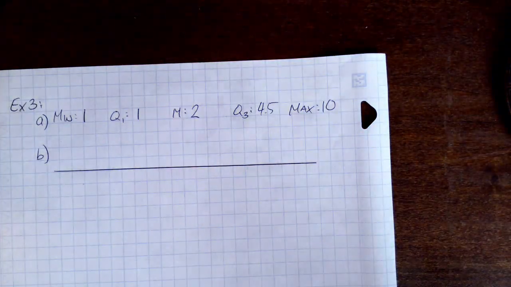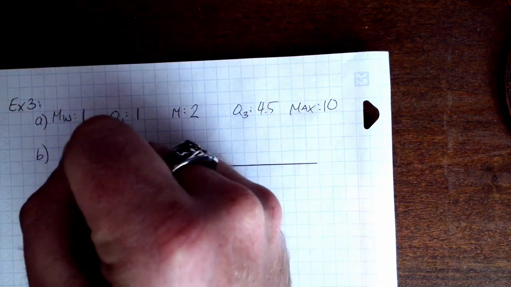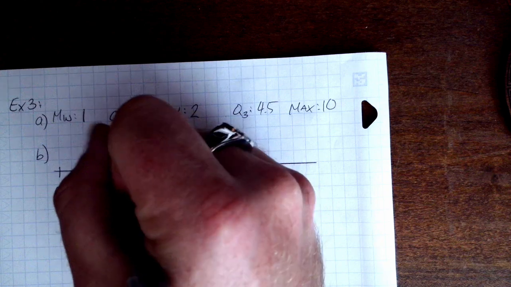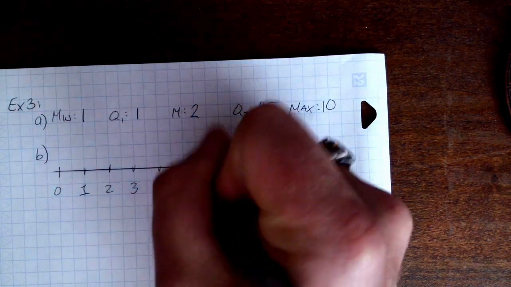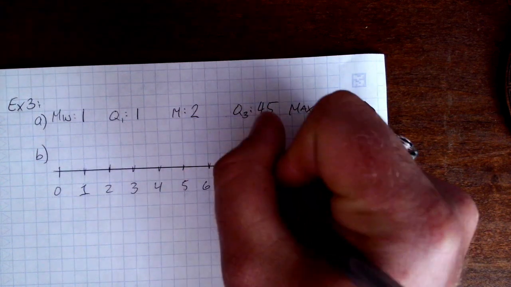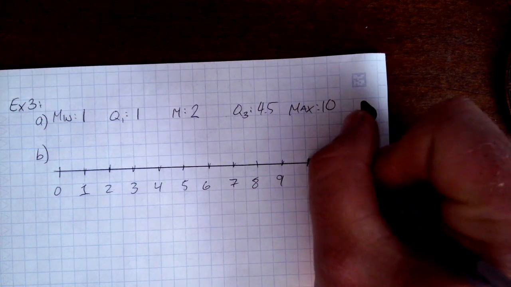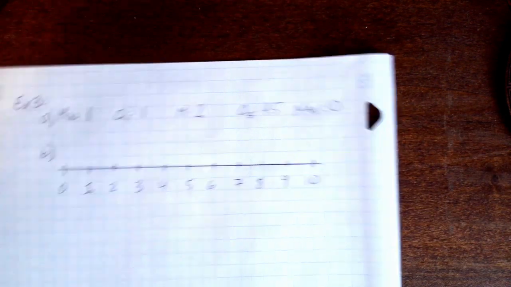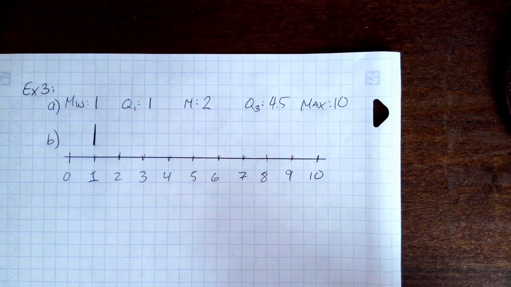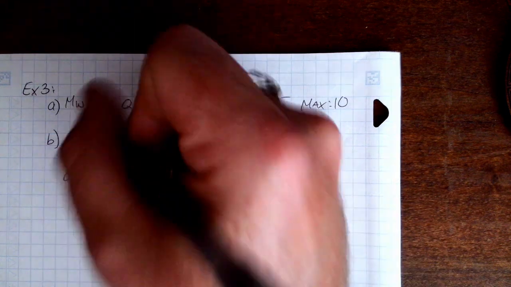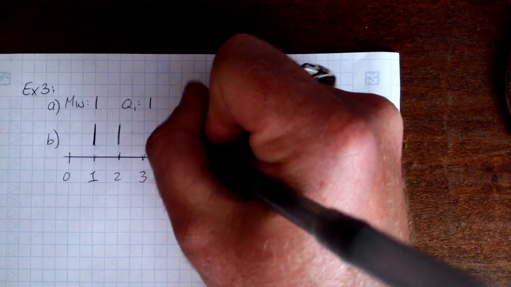Set your scale between the minimum and the maximum. I'm actually going to have this start at 0, and I'm going to use 2 boxes since I have a lot of space. There's our scale. So again, our minimum value and our first quartile are both 1. Our median value was 2. And our third quartile was 4.5.